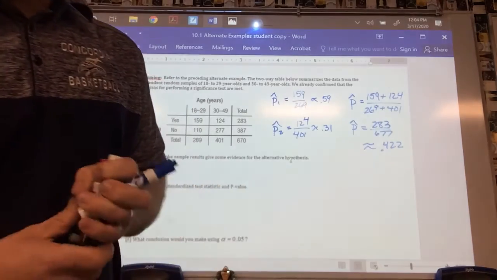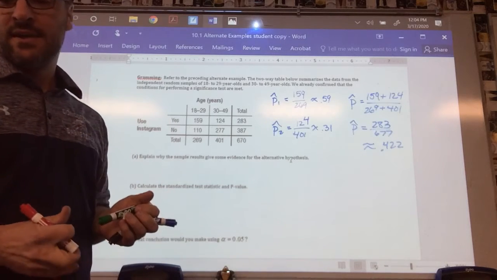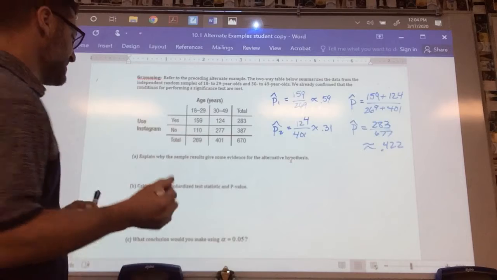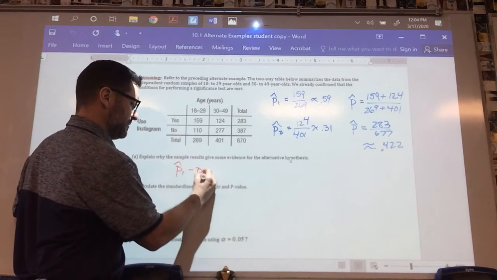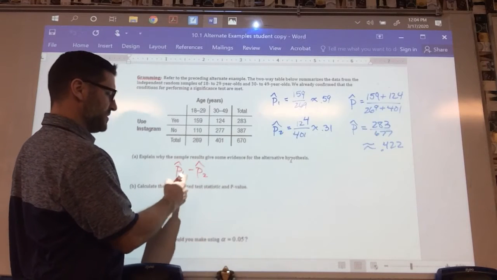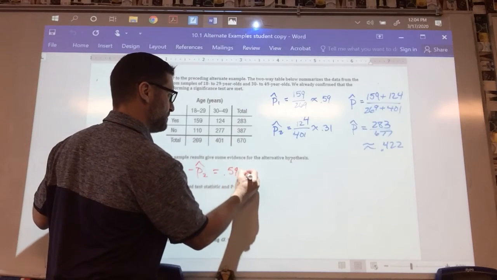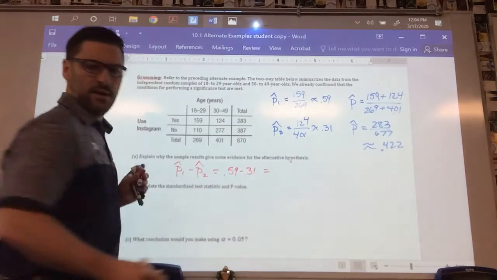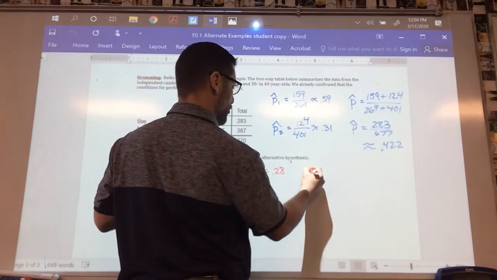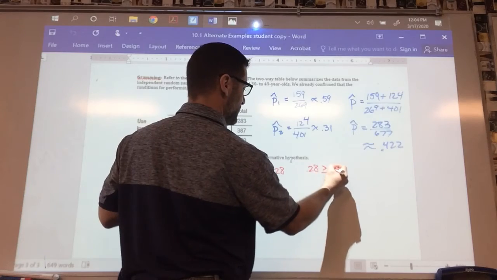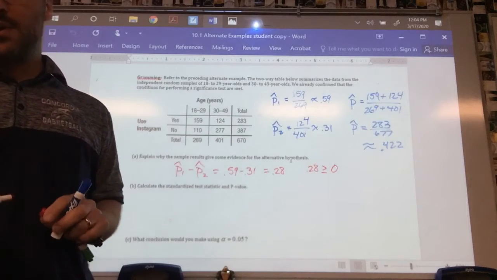So we have our values, and number one says, explain why the sample results give some evidence of the alternative hypotheses. Well, definitely some evidence, because the younger age group minus the older age group is 0.59 minus 0.31, and that value is 0.28. The fact that 0.28 is greater than 0 tells me there's probably something going on here.